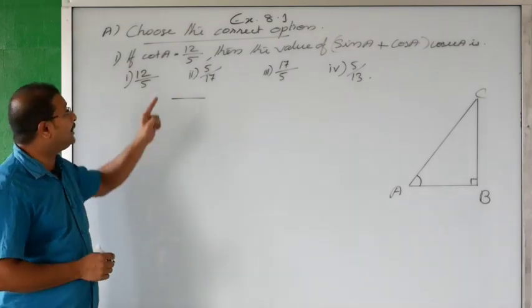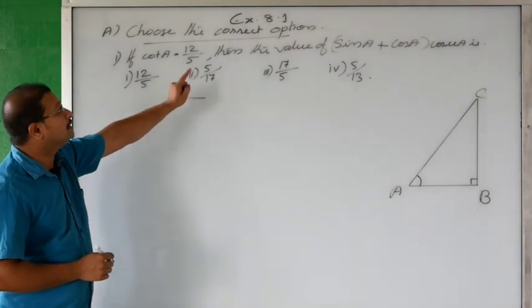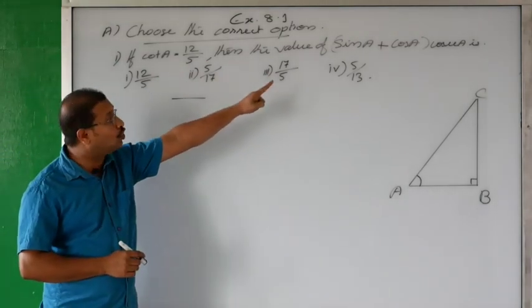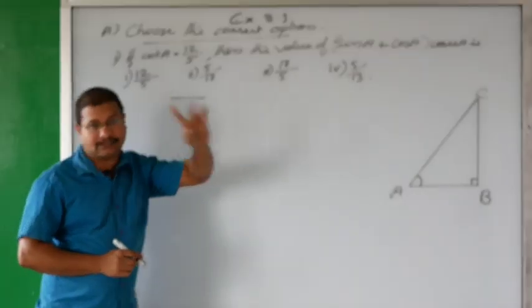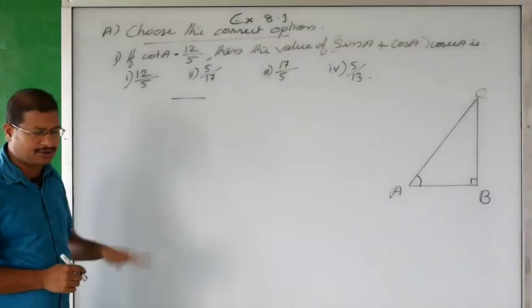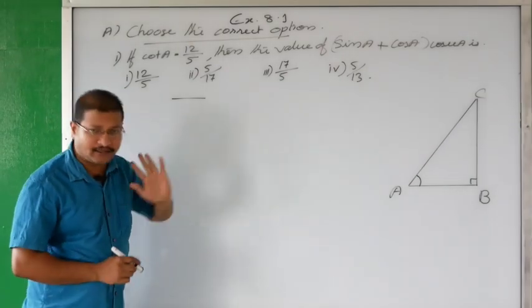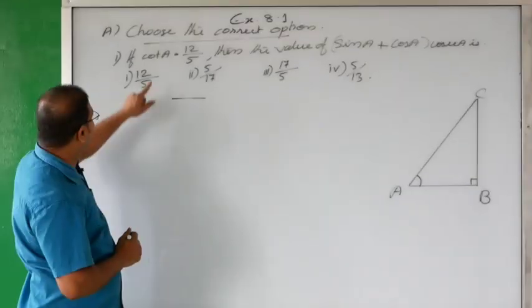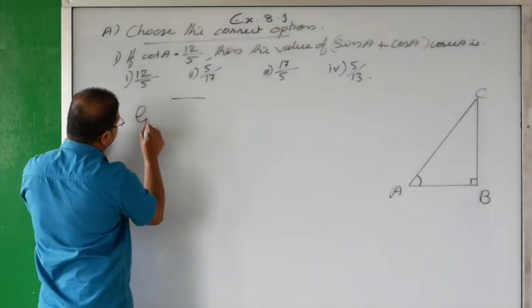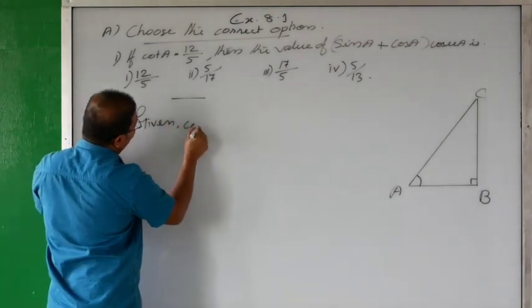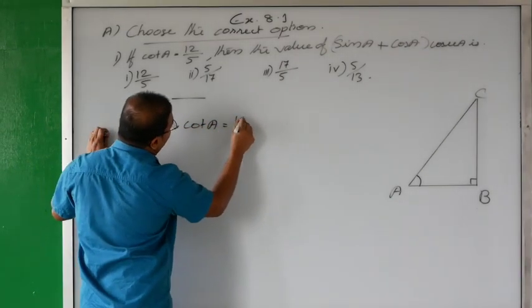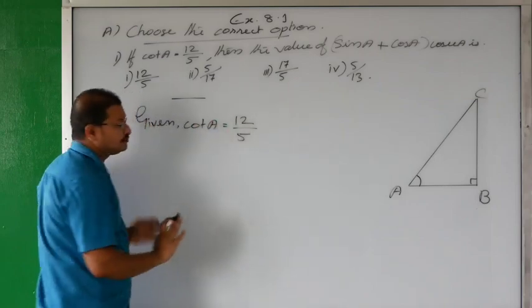If cot A equals 12 by 5, then the value of (sin A plus cos A) into cosec A is. The options are given; I'm not reading the options. Let's see. While getting this type of question, let's first make the triangle. Ready? Here, given cot A equals 12 by 5.